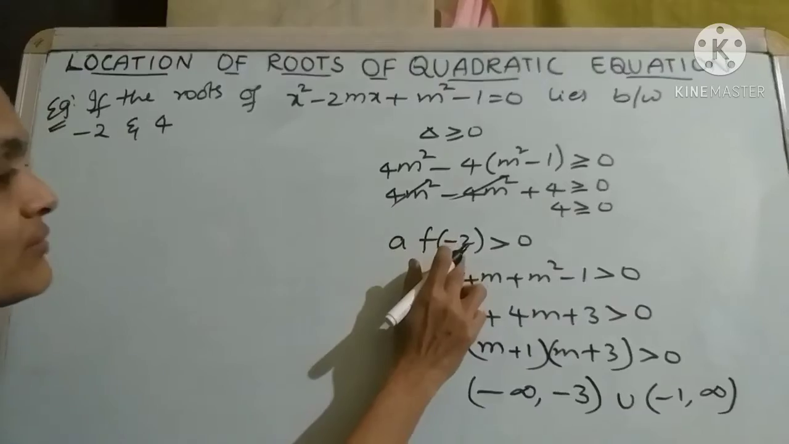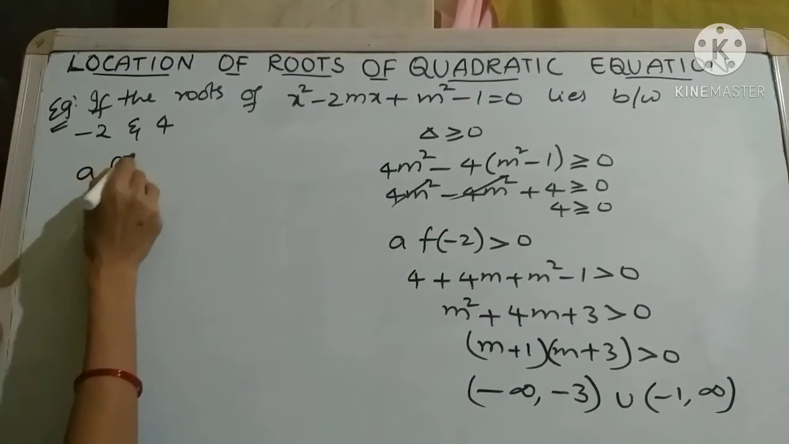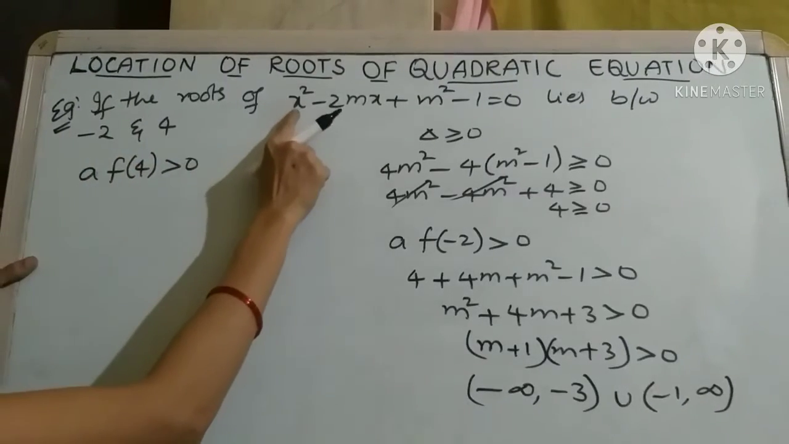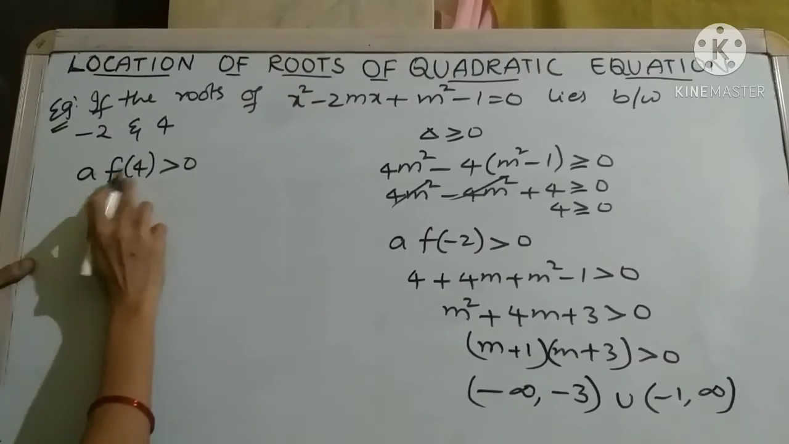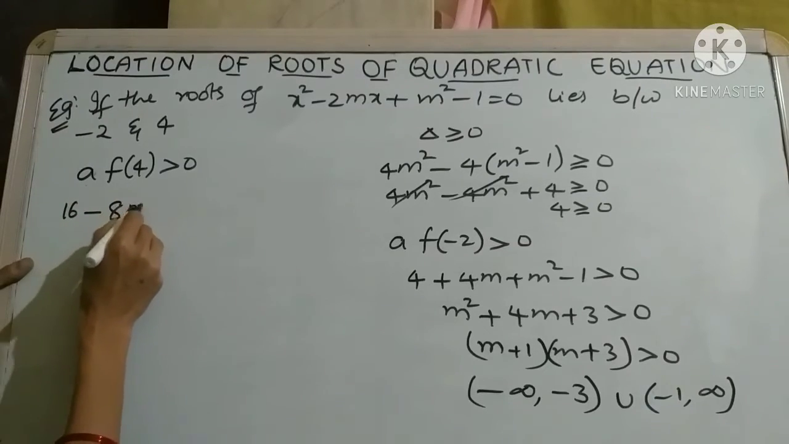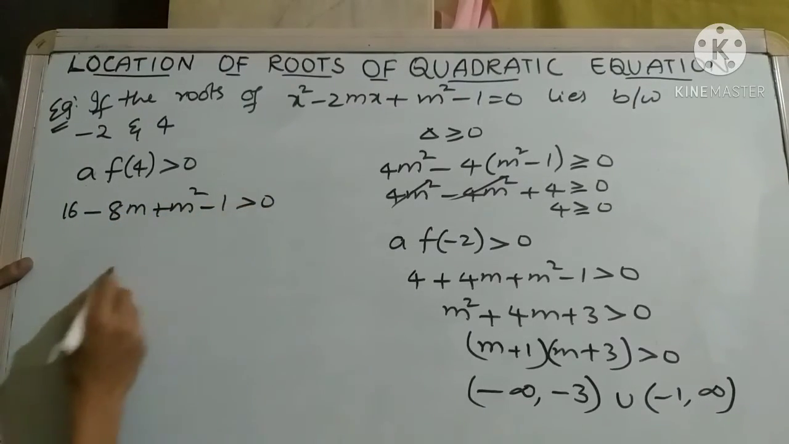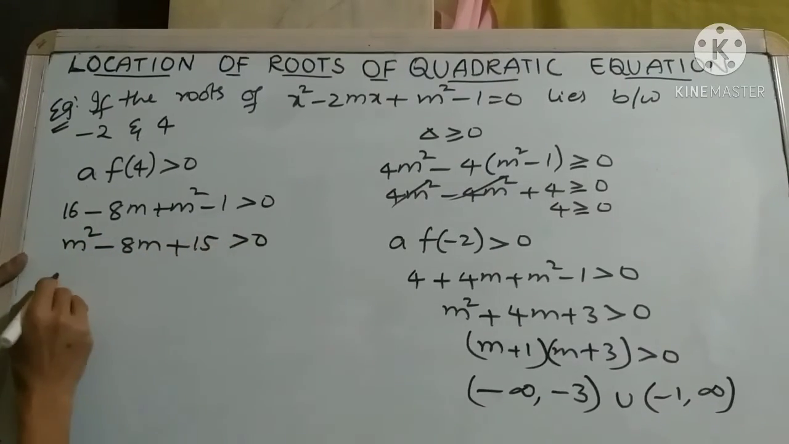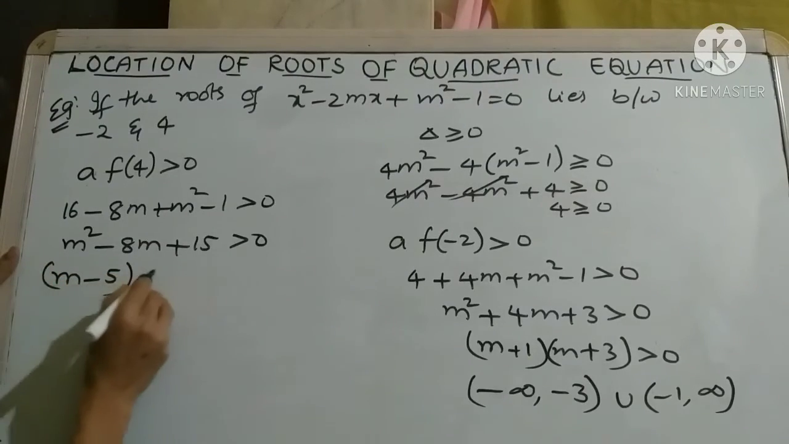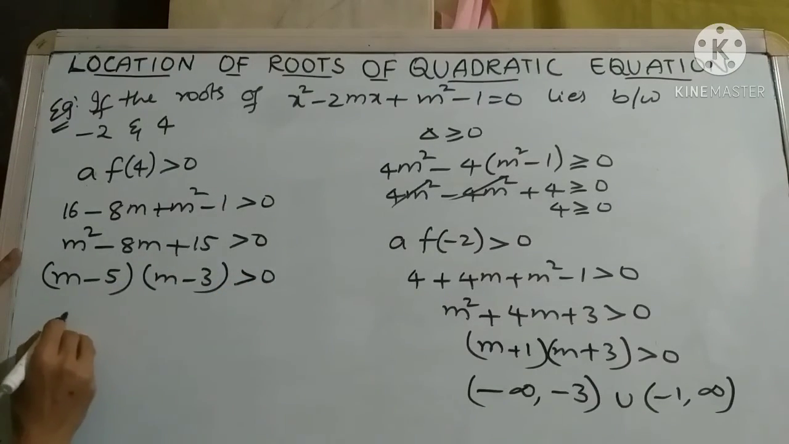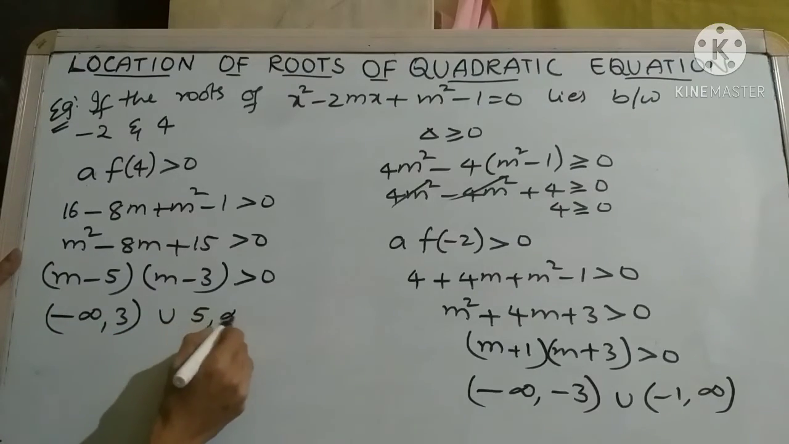Next, a into f of 4 is also greater than 0. The coefficient of x square is 1, so f of 4 means instead of x you substitute 4. You get 16 minus 8m plus m square minus 1 is greater than 0. Writing in order, m square minus 8m plus 15 is greater than 0. Here it is m minus 5 into m minus 3, since minus 8 and plus 15. Then you get minus infinity comma 3 union 5 comma infinity.